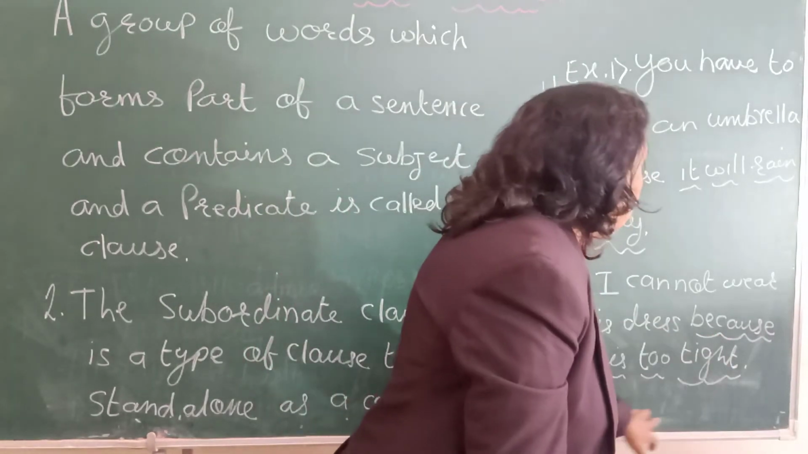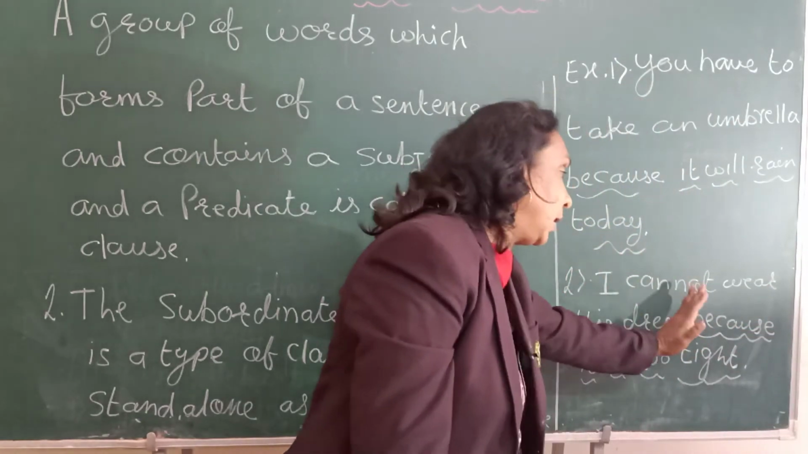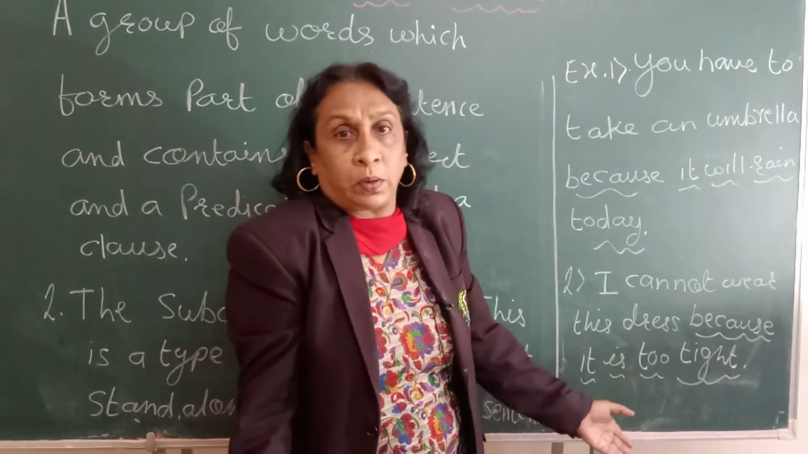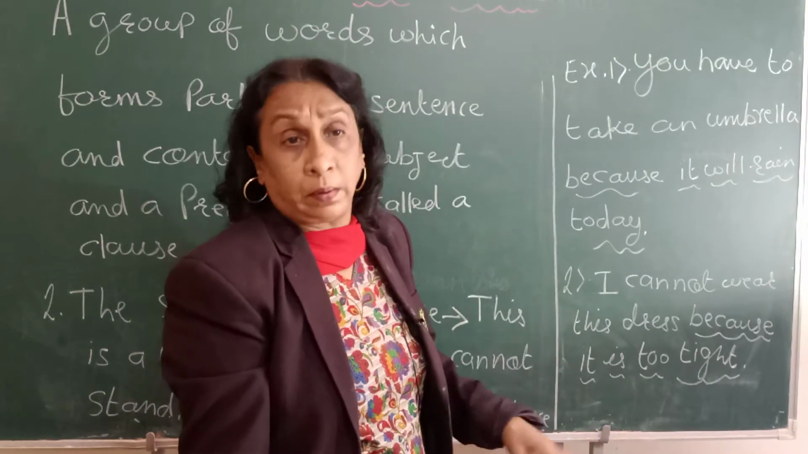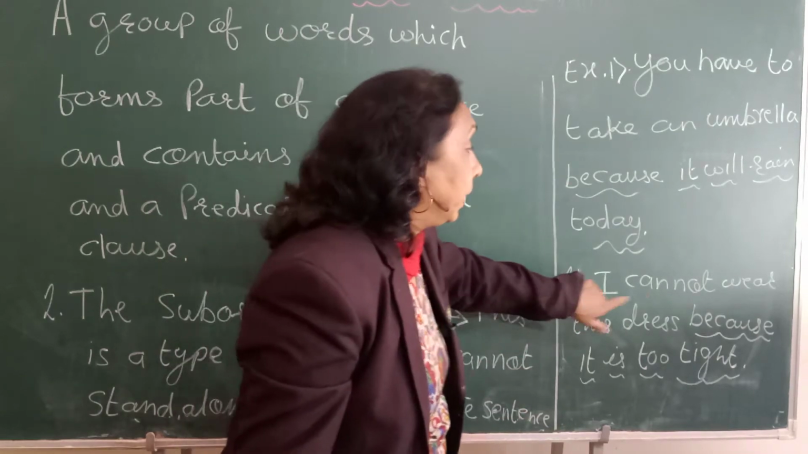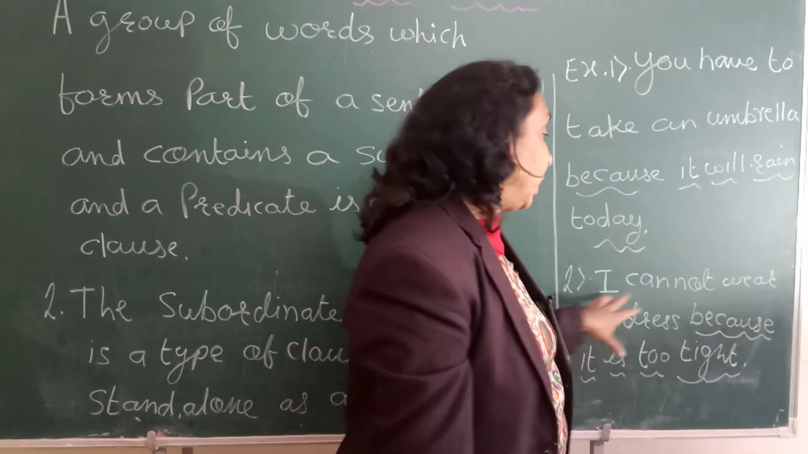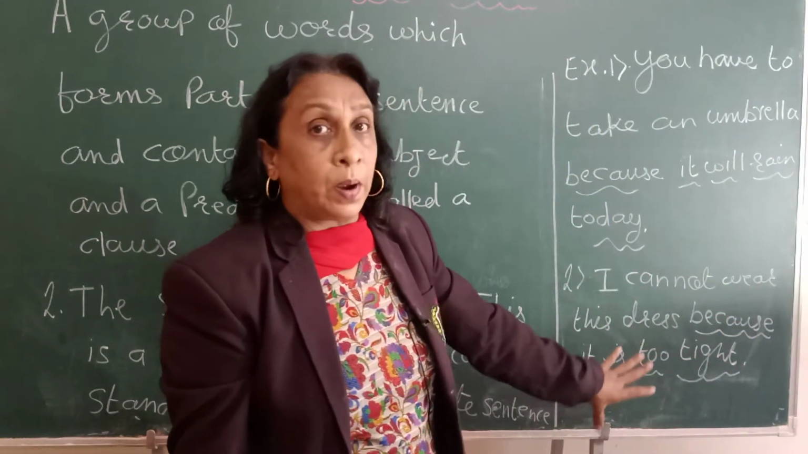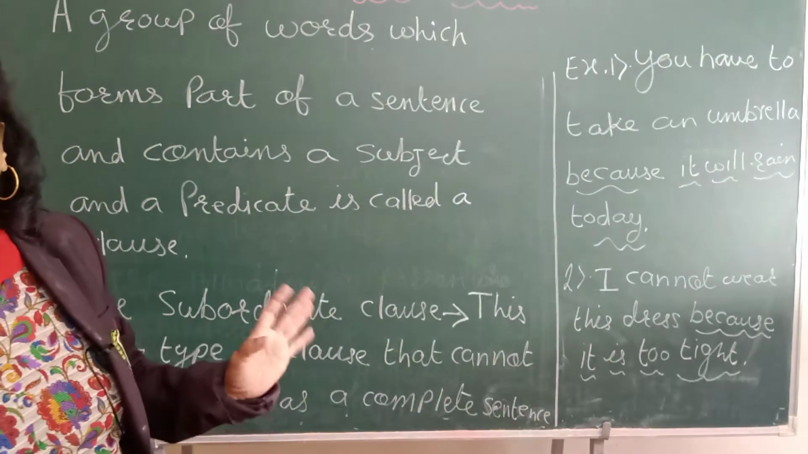Now look at the second one: because it is too tight. If you look only at the underlined part, because it is too tight, you cannot understand anything; it doesn't make a complete sentence. So: I cannot wear this dress because it is too tight. When I use these words, the underlined part has some meaning. So this is what the subordinate clause means.